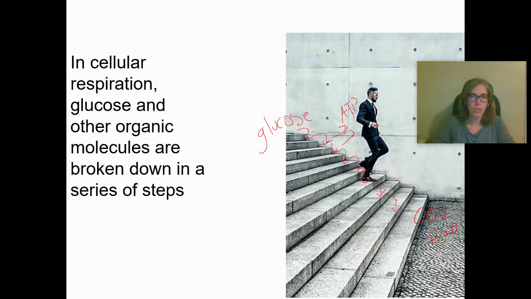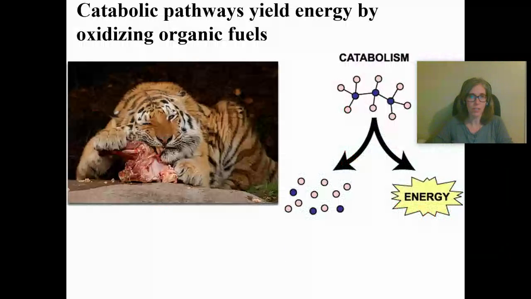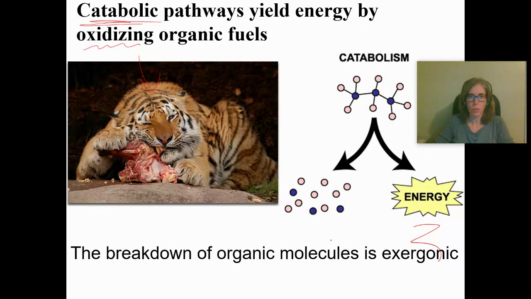So in cellular respiration, glucose and other organic molecules, fats, proteins, they're broken down in a series of steps, a bunch of little steps, and we're going to look at all those details. Okay, remember catabolic versus anabolic. When you think catabolic, think of this cat eating stuff, which means catabolic means you're breaking stuff down. So catabolic pathways yield energy by oxidizing organic fuels. We haven't talked about oxidizing yet, but that's what we're going to do. So when you break stuff down, generally you are releasing energy. It's generally exergonic. So breakdown of organic molecules is exergonic.